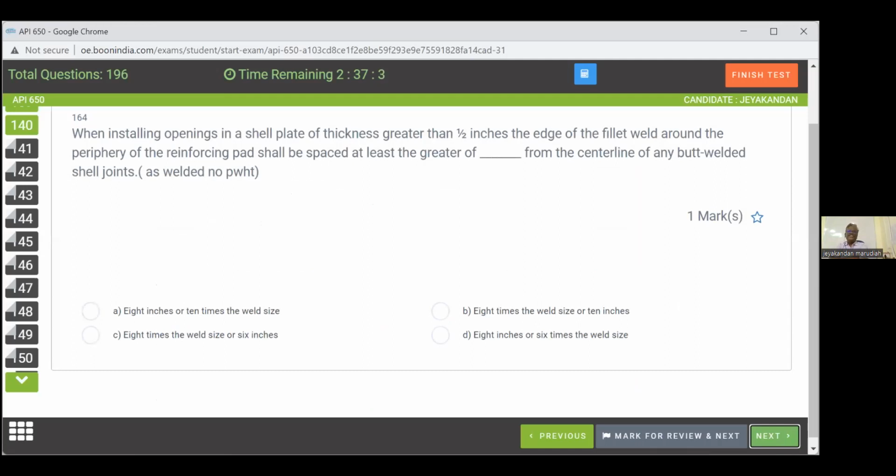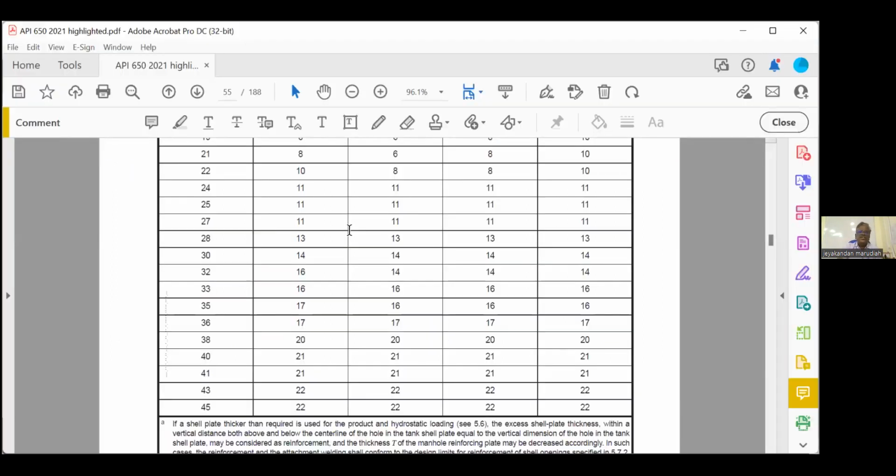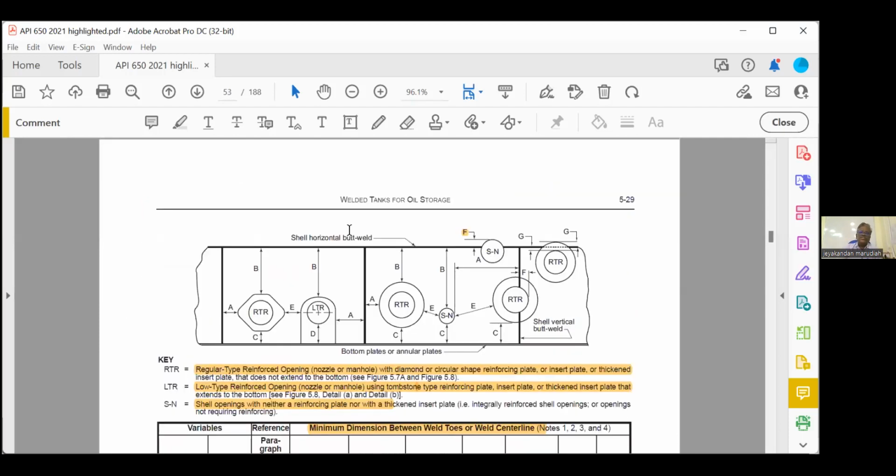While installing a shell opening, as welded, no PWHT. Okay, how to answer it? We have to refer to the sketch. See, just read the question. When installing shell openings, you have to refer to the shell opening sketch. So where is the shell opening sketch? I told you, this is the shell opening sketch.